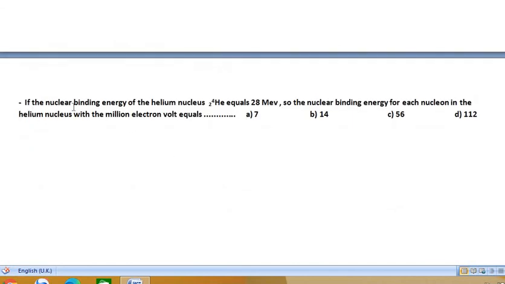Here is another example. If the nuclear binding energy of the helium nucleus He-4-2 equals 28 million electron volts, the nuclear binding energy for each nucleon in the helium nucleus in million electron volts will be equal to the binding energy divided by the number of nucleons. The number of nucleons here is 4, the mass number, so 28 over 4 gives 7, so the answer here is 7.